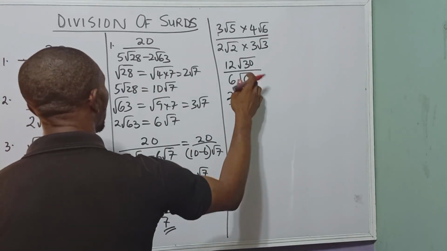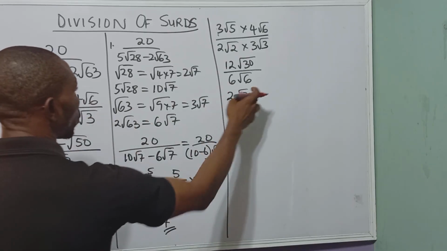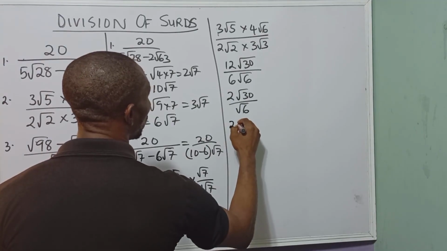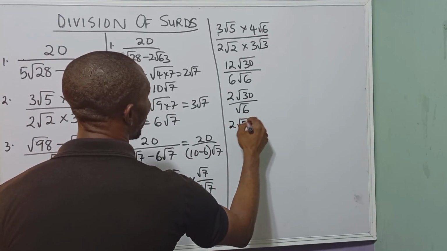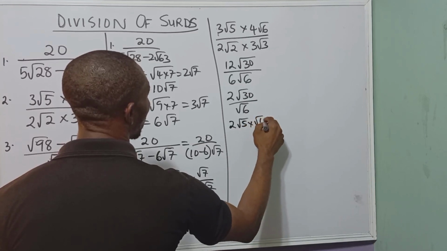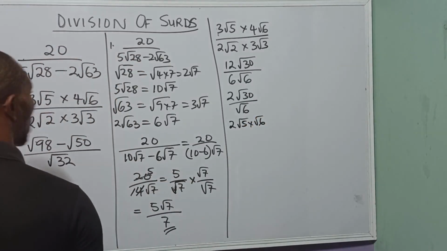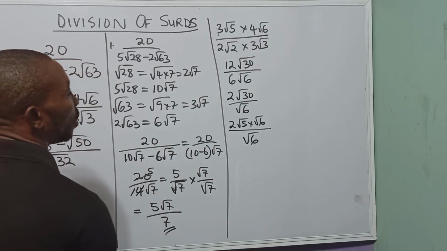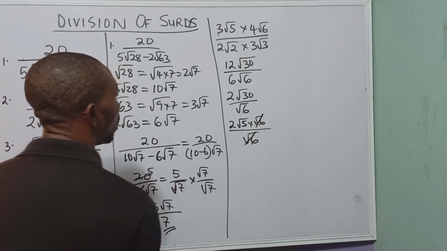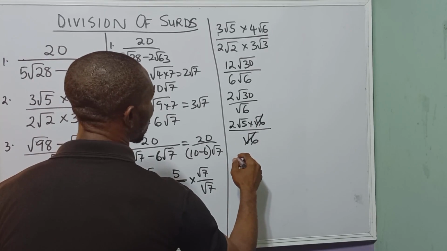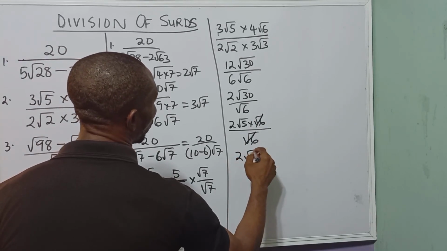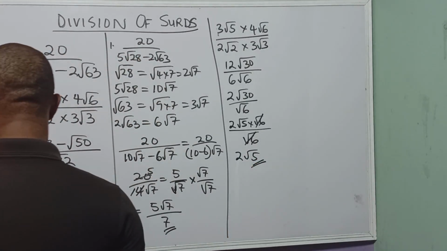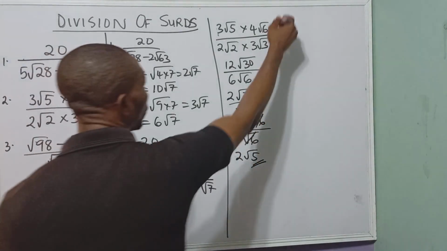So we can break 30 down into 5 times 6. So root 30 will give us 2 root 5 times root 6, all over root 6. So this can cancel out this, leaving an answer with 2 root 5. So our answer would be 2 root 5. Now to the third one.